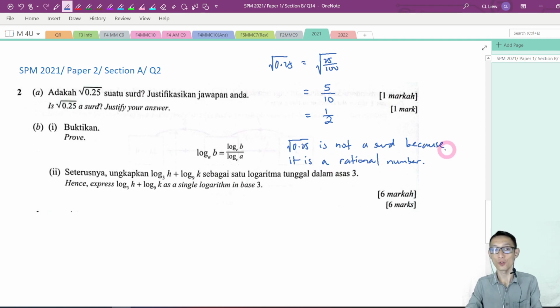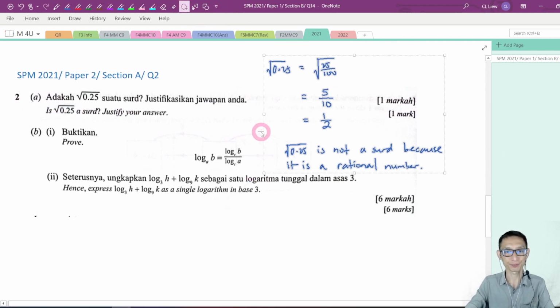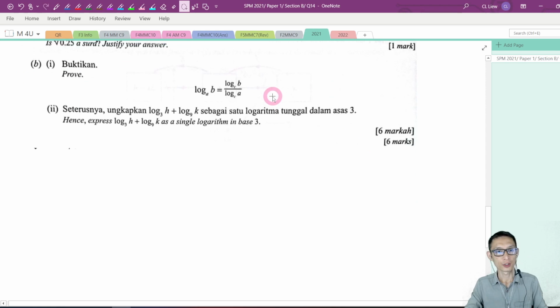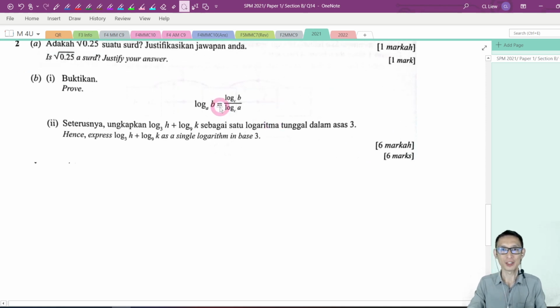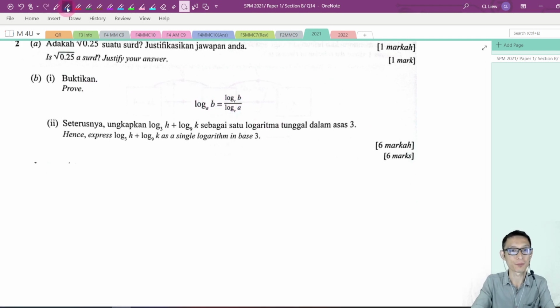Okay, that's all for part 2A. Here only 1 mark. Now let's go to part B. Okay, this formula I think you learned before, right? But the question asks you to prove why this is equal to this, so we need to prove it.